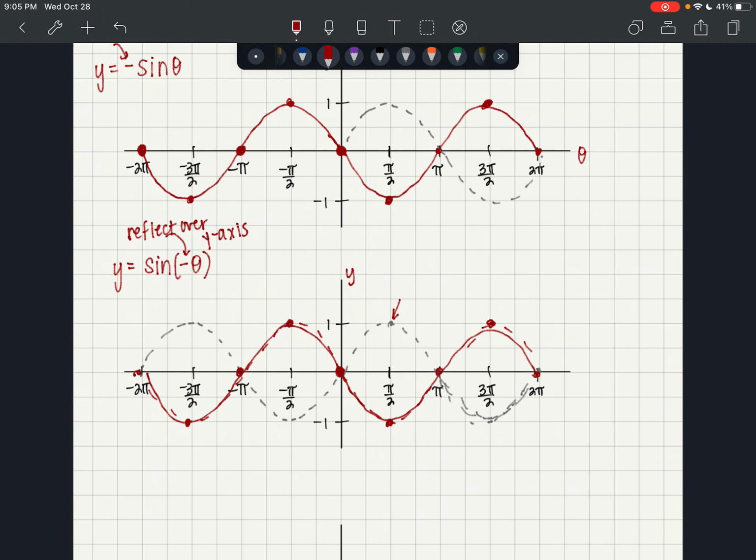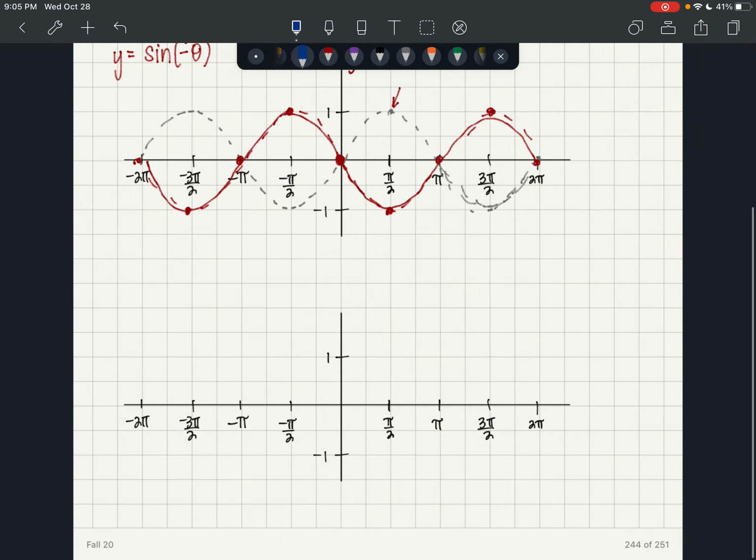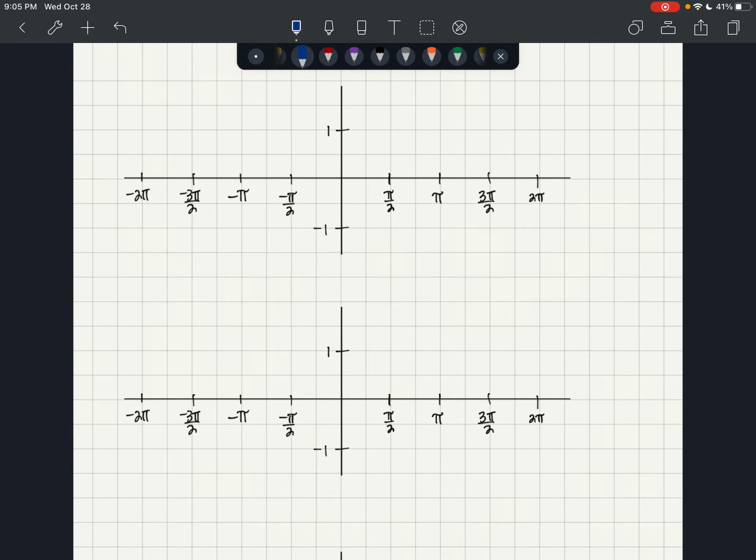Wow, sine of negative theta looks just like negative sine of theta. It's pretty cool. Okay. Let's see if cosine of negative theta and cosine of positive theta are just as cool.